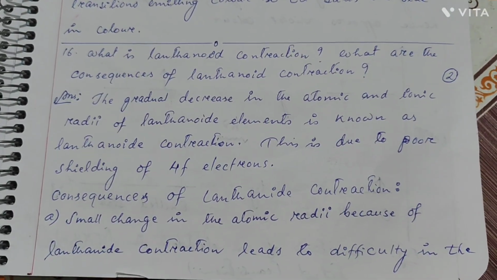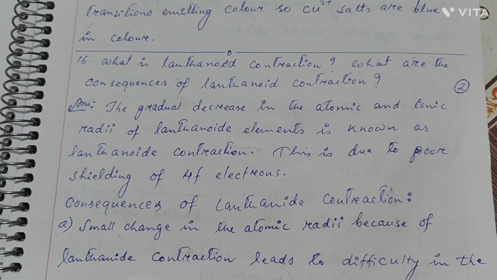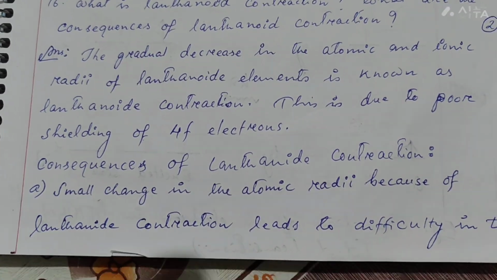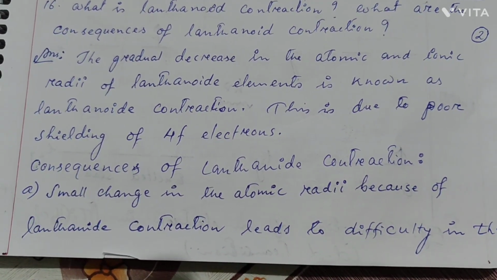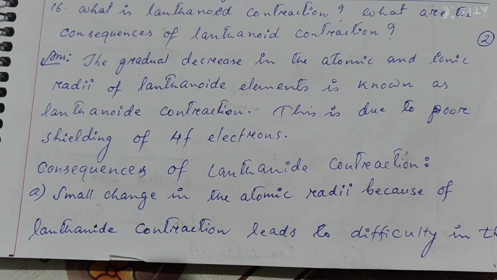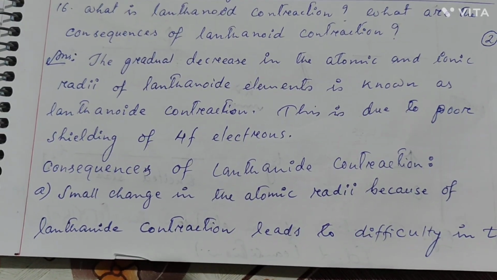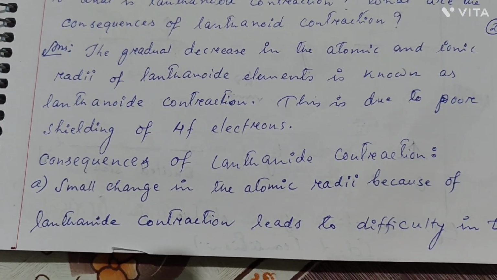In question number 16, it is asked, what is lanthanide contraction? What are the consequences of lanthanide contraction? This is the answer. The gradual decrease in the atomic and ionic radii of lanthanide elements is known as lanthanide contraction. This is due to poor shielding of 4f electrons.